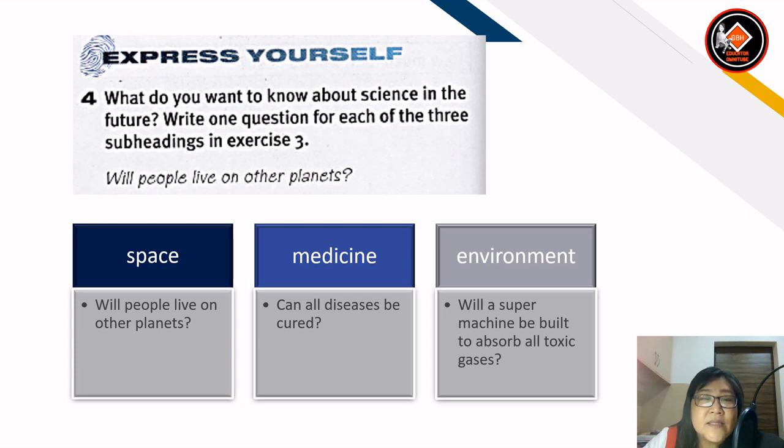Let's continue with exercise 4. What do you want to know about science in the future? Write 1 question for each of the 3 subheadings in exercise 3. Will people live on other planets? So this can be a question about science that you want to know. Number 1, example for space: will people live on other planets? Medicine, maybe you can ask a question, can all diseases be cured? And for environment, the question can be, will a super machine be built to absorb all toxic gases?